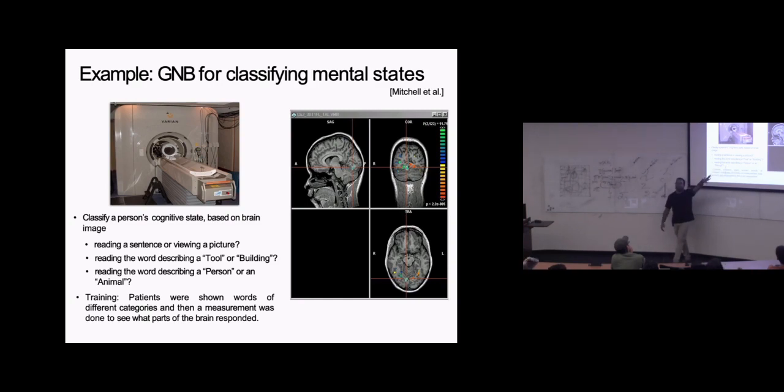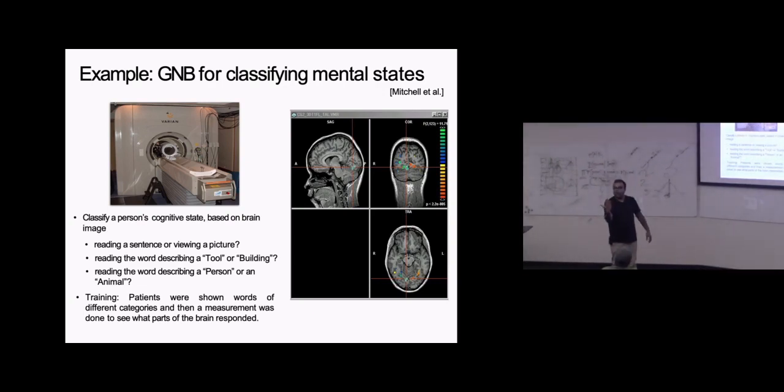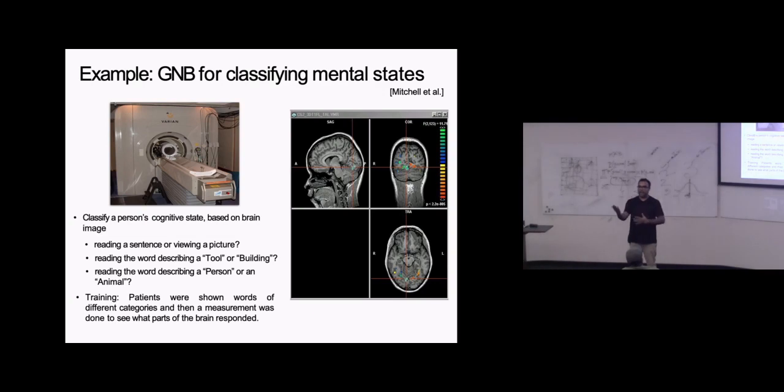The people might read a word that describes a tool or a building, or describes a person or an animal. What they did is, when I'm reading a particular word, they will scan the brain and take an image, and try to see if I read a word called dog, what happens to my brain versus, let's say, a person, Donald Trump. What happens to my brain? And then looking at the image, can I predict whether it was dog or Trump? That's the experiment they did.